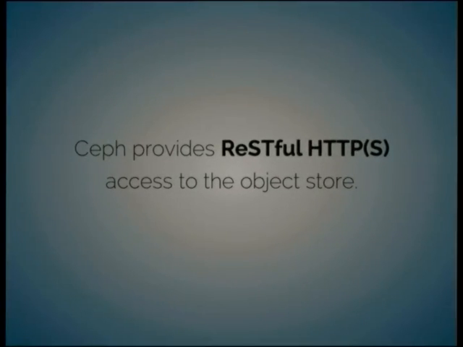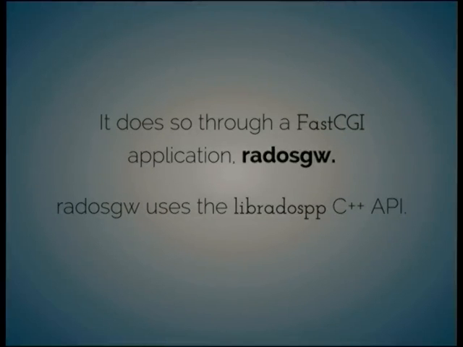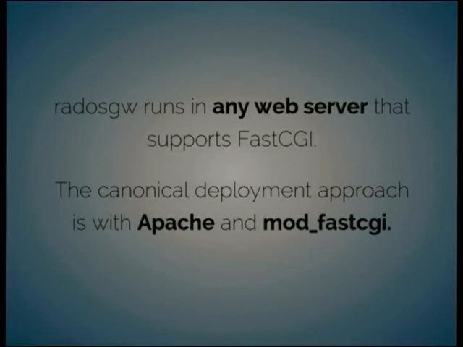Here's how this works. There is a RESTful HTTP or HTTPS access gateway into the object store. It's called Rados Gateway. It is a FastCGI application. It's built on the librados C++ API, and it generally runs essentially with any web server that supports the FastCGI interface. The canonical way of doing it is with Apache and mod_fastcgi. Theoretically, you can do it with anything that supports FastCGI. Theoretically, that would include IIS. No, I would not necessarily recommend that.